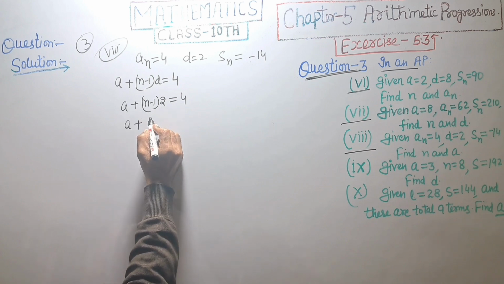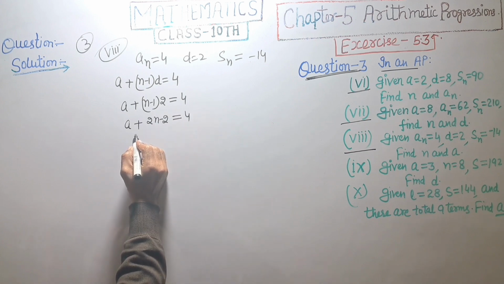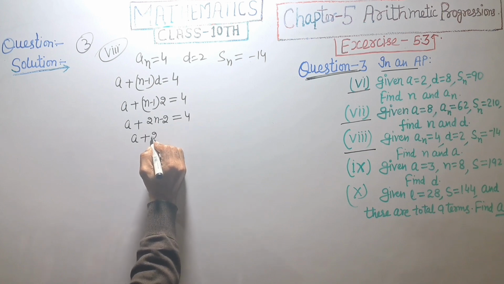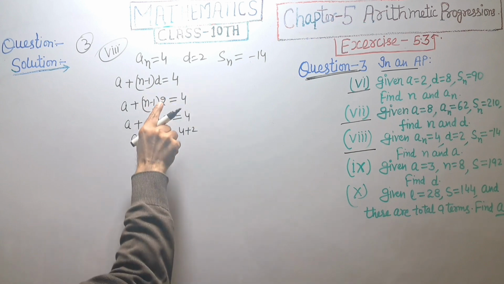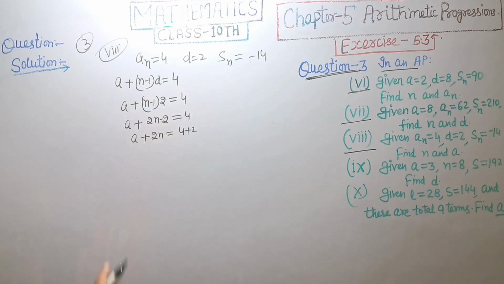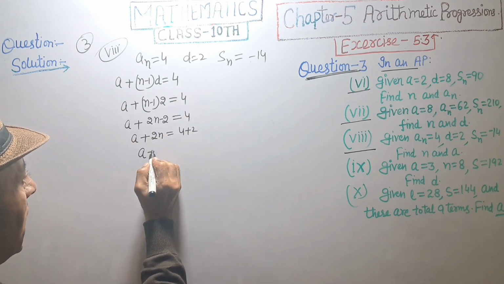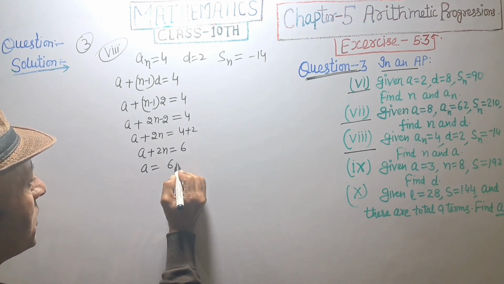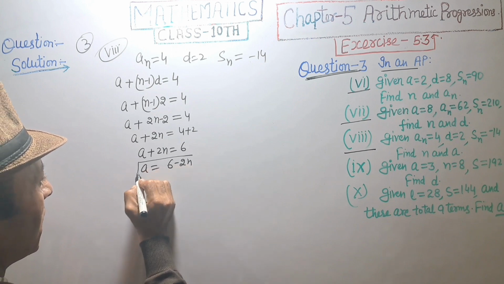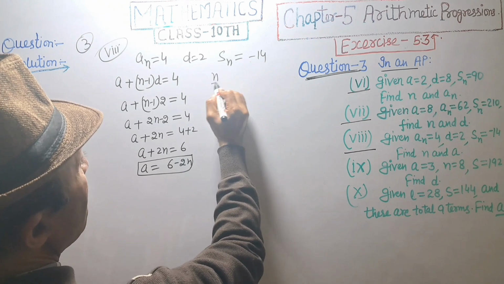A plus 2n minus 2 is equal to 4. A plus 2n is equal to 4 plus 2, shifting to right side. 2 multiplied by n, 2n, 2 multiplied by minus 1, that is minus 2. Shift right side, positive 2. A plus 2n is equal to 6. A is equal to 6 minus 2n. It's the value of a.